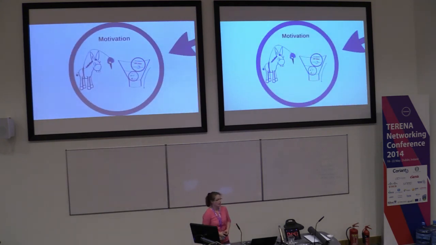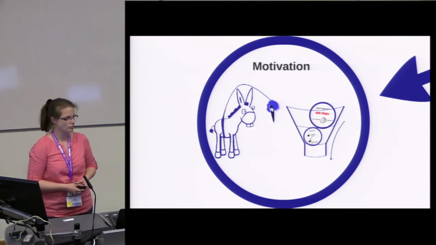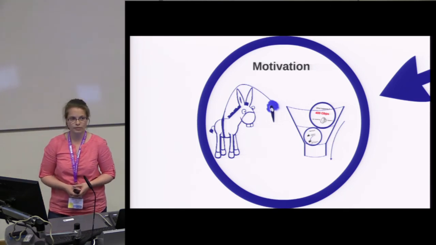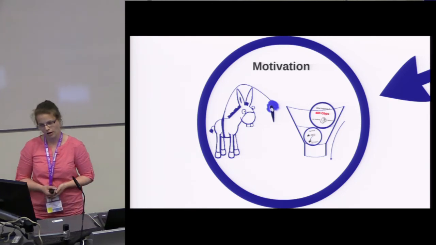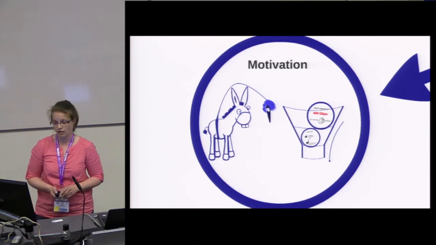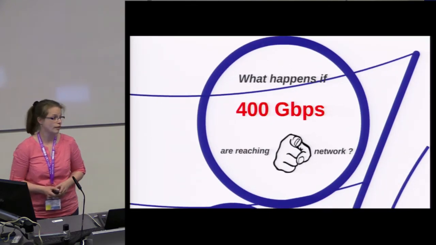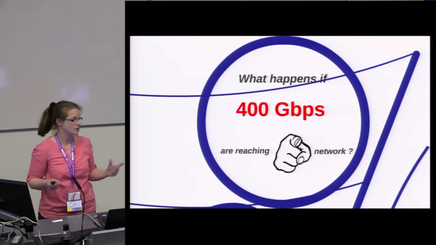You find a lot of information or research done in detecting anomalies, network-based stuff. For example, they use flow-based data to detect anomalies. And you find less information about how to mitigate and respond to these attacks. So I think this is a quite missing topic or not well done topic right now, and I want to focus on this. And what is more interesting for you, I think, is what happens if 400 gigabits per second are going to reach your network. So I think this is the most important thing for you, instead of having research publications.